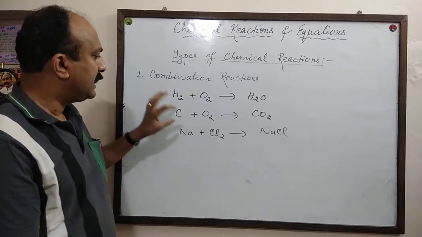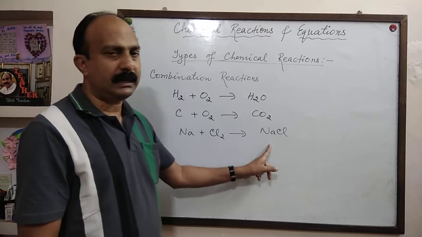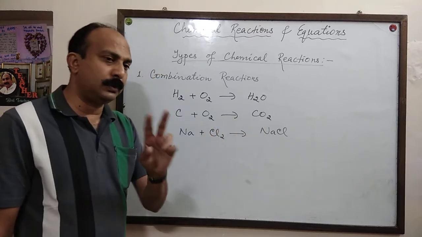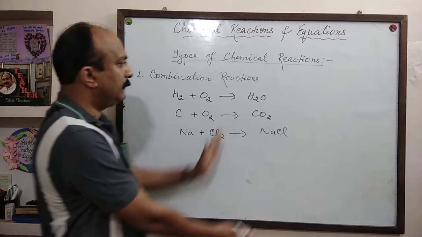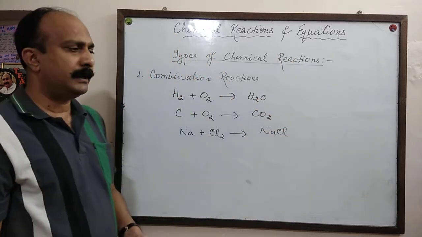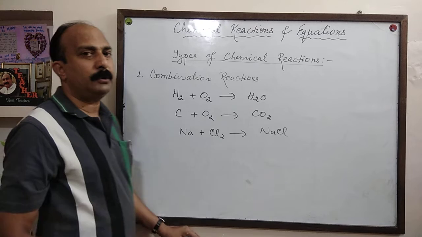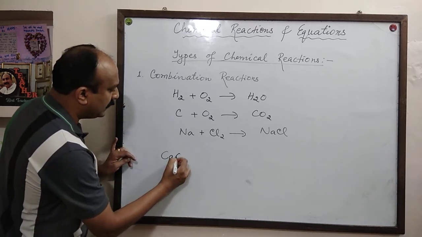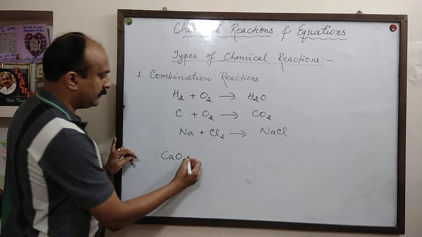Two substances combine together to form a single substance. It is not necessary that there must always be only two. It can be more than two. But here in the product there must be only one. Another example, have you heard about quicklime? Quicklime is CaO, calcium oxide.